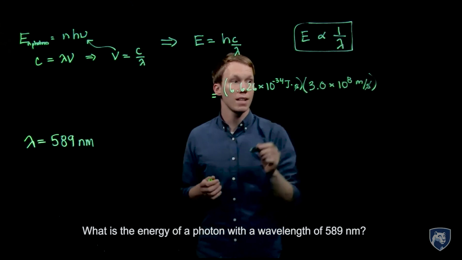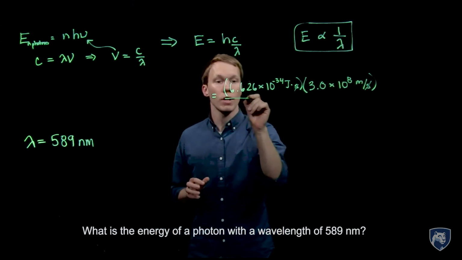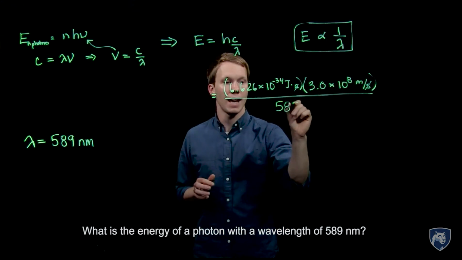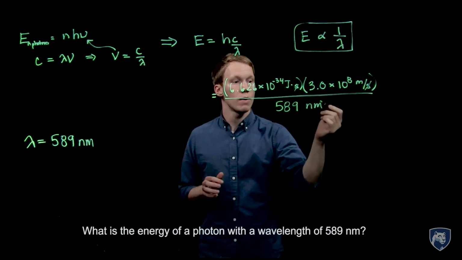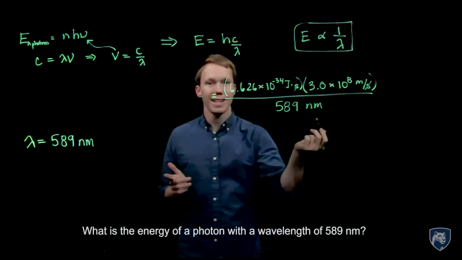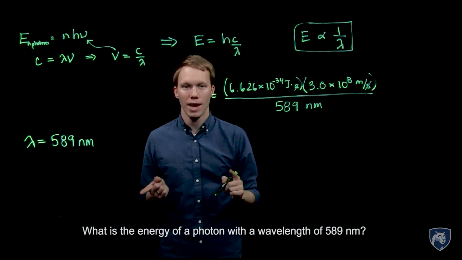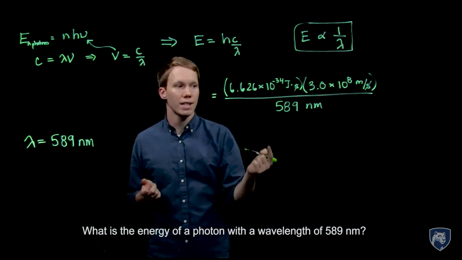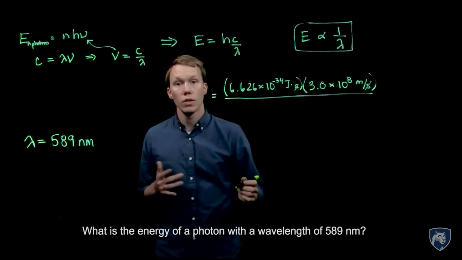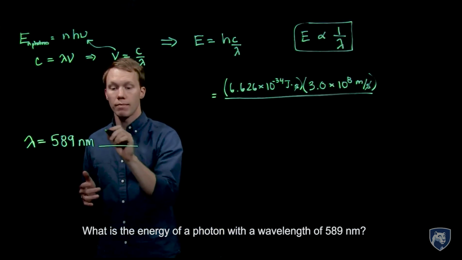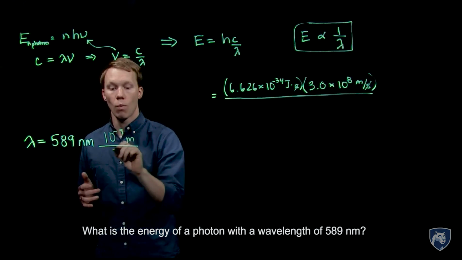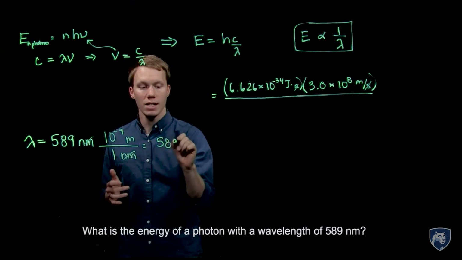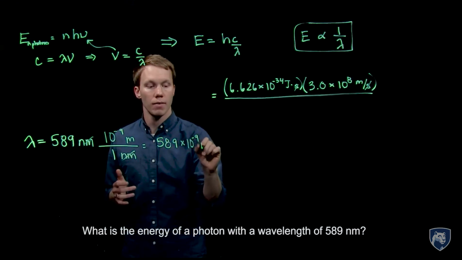So we see our seconds unit canceling. And then we're going to divide by my wavelength, 589 nanometers. So we would cancel my length unit. But there is a problem, right? Nanometers doesn't cancel with meters. So we're going to need to do a conversion. So there are 10 to the minus 9th meters in 1 nanometer. So this would be 589 times 10 to the negative 9th meters.